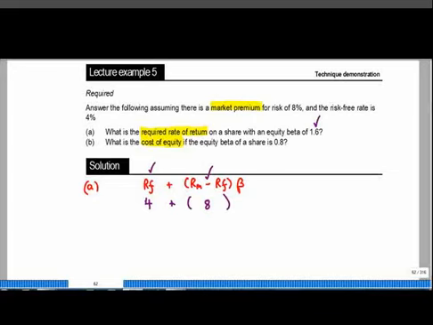So the formula is given. You just have to remember that you do your multiplying before your addition. So 8 times 1.6 is 12.8, and only then do you add the 4 to get your total required rate of return of 16.8%. And then in part B, the cost of equity is exactly the same thing, it's KE. But in part B, we've got a beta of 0.8.